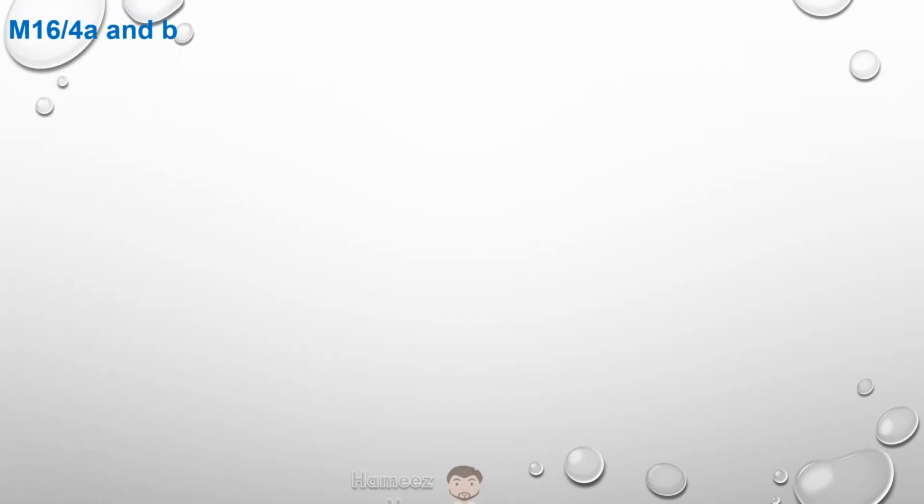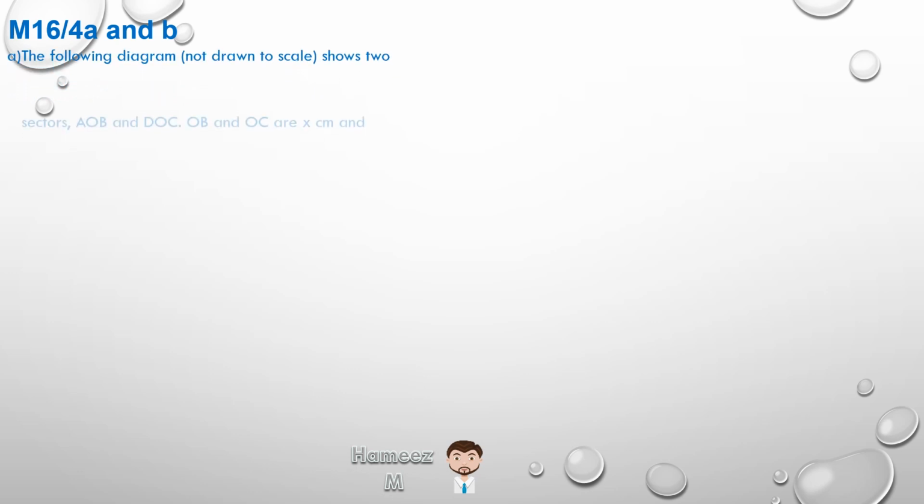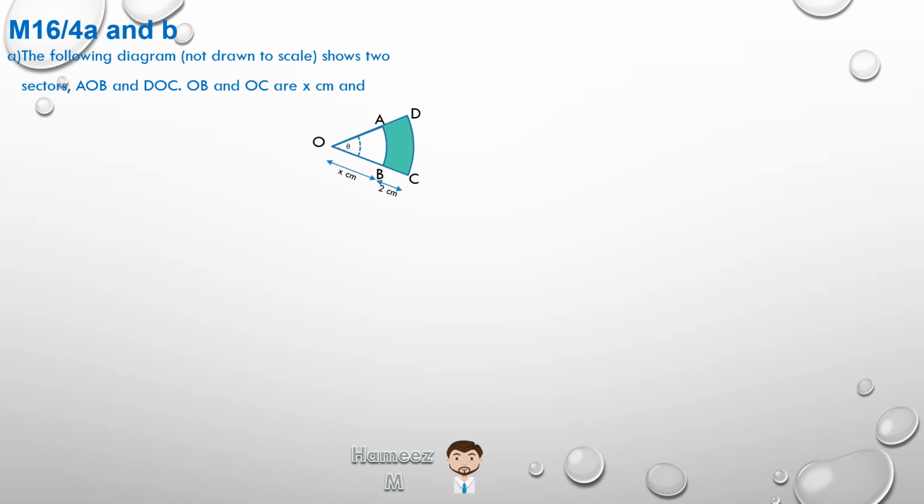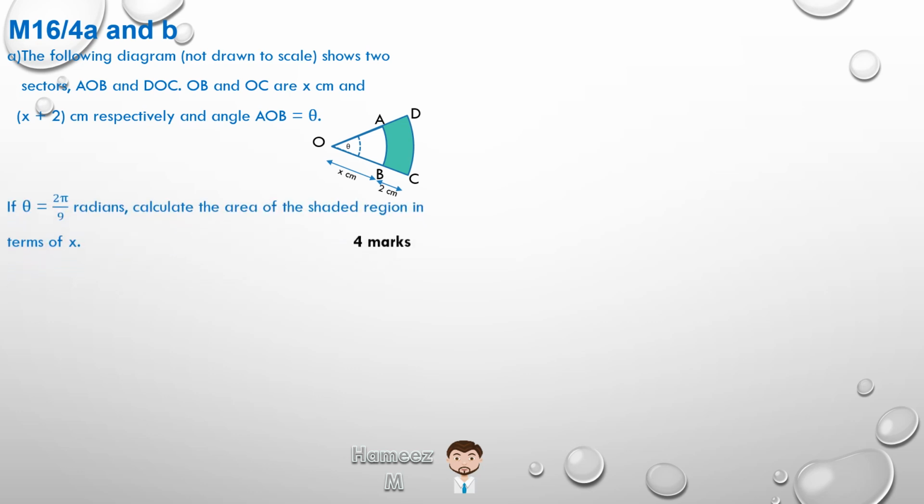May 2016, number 4A. The following diagram, not drawn to scale, shows two sectors, AOB, which is the smaller sector, and DOC, which is the larger sector. OB and OC are x centimeters and x plus 2 centimeters, respectively. And the angle for both of them, which is angle AOB, is equal to theta. If theta is equal to 2 pi on 9 radians, calculate the area of the shaded region in terms of x.